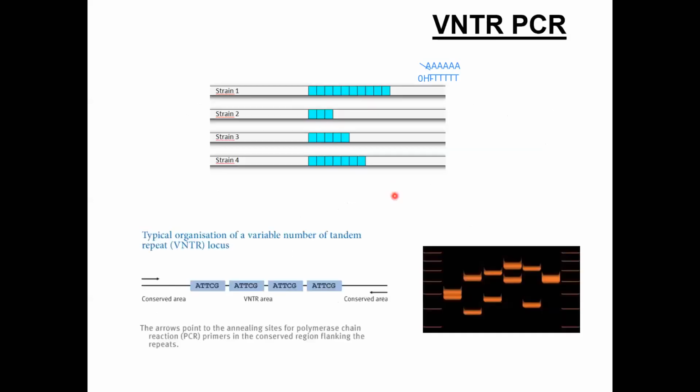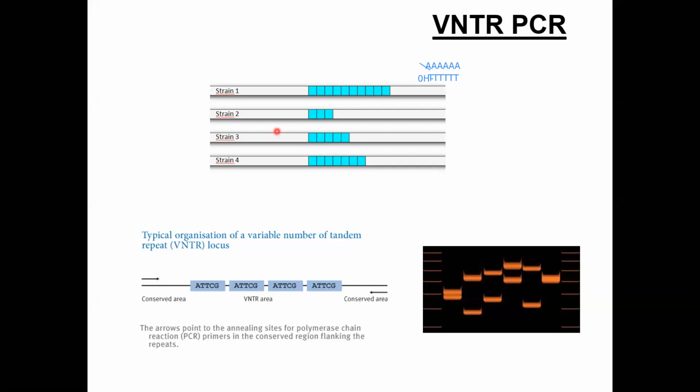So VNTR PCR. VNTR stands for variable number of tandem repeats because, for example, you have repeats like ATTCG, ATTCG, ATTCG. So how many times are these ATTCGs present in a particular organism? We use the length of these to determine that. We can use these as markers also.